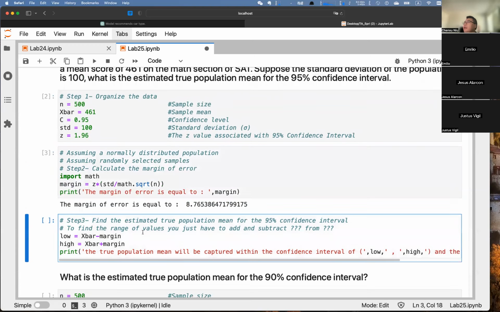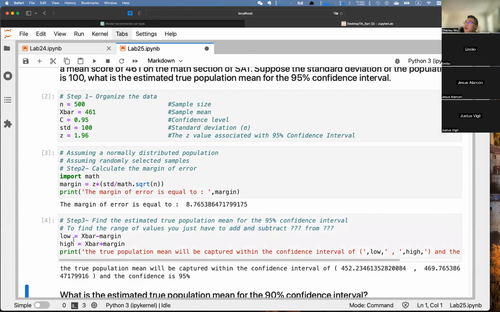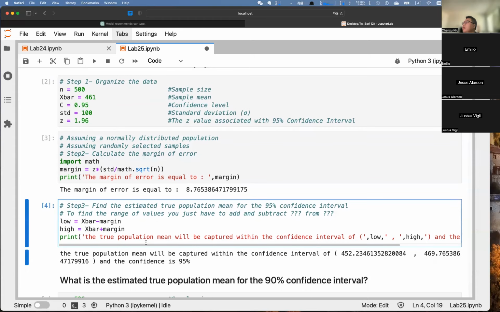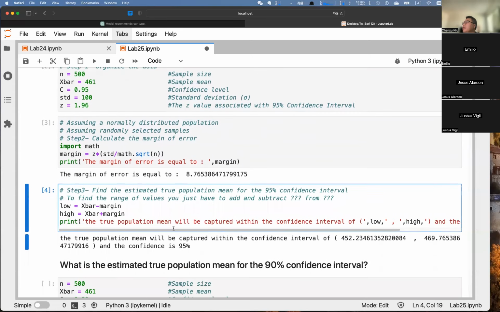After that, we need to find the range of the values. We have to add and subtract the margin. So the low is X bar minus margin, and the high is X bar plus margin. And then the result is here: 452 to 469.